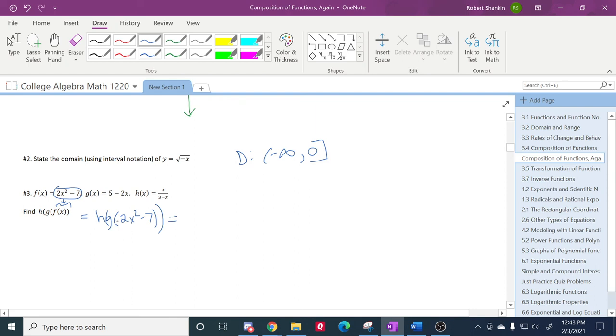Now I have to do g of 2x squared minus 7. But what does g really mean? G of anything is 5 minus 2 times that thing. And 2x squared minus 7 goes in here and here. So I'm going to get h of 5 minus 2 times 2x squared minus 7.